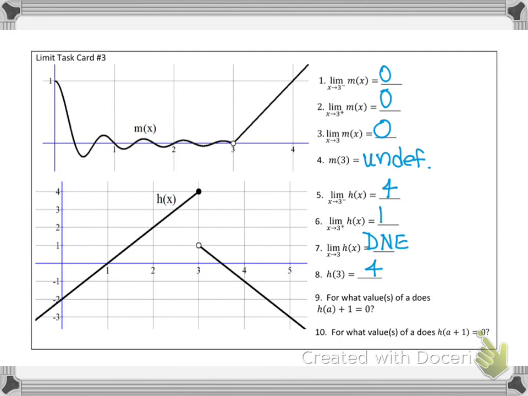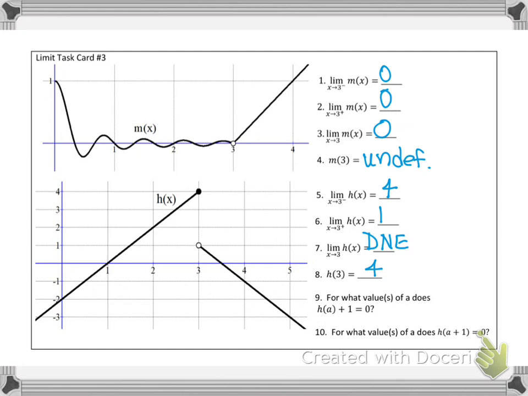Okay, and 5, our left-hand limit as x approaches 3 is equal to 4. Our right-hand limit as x approaches 3 is equal to 1. Since the left and the right-hand limits are not equal, the limit does not exist. And then the output of the graph at 3 is equal to 4 since we have this dot on the graph here. Okay, last two are a little tricky.